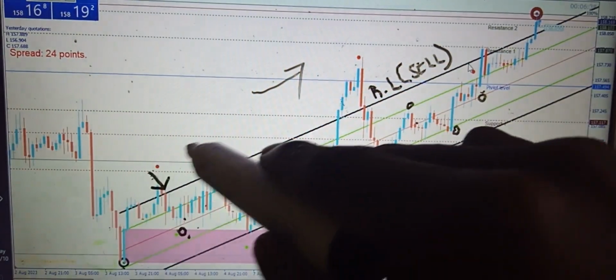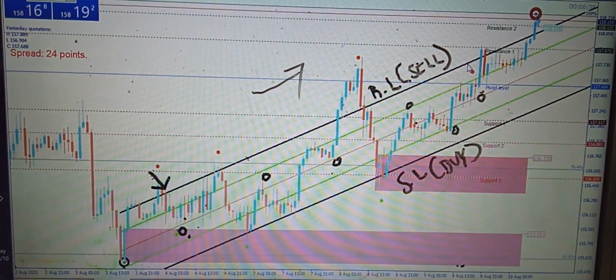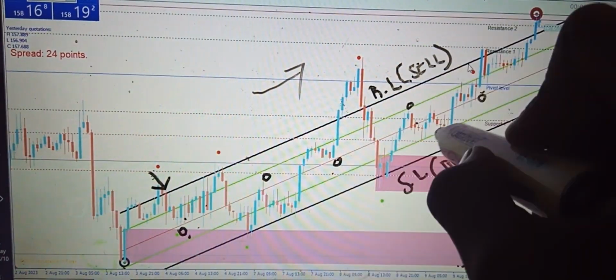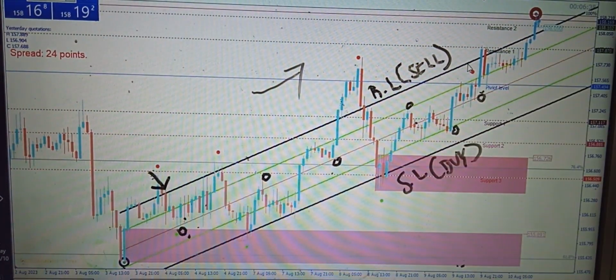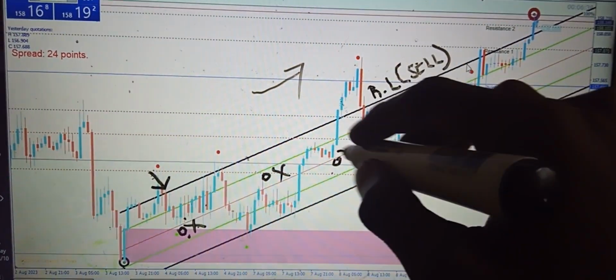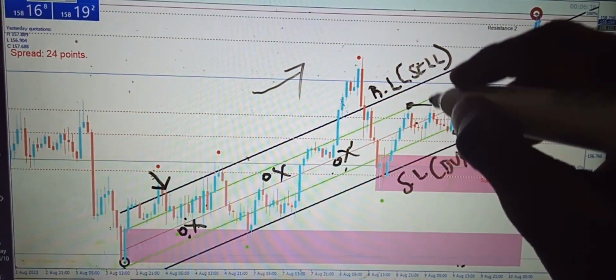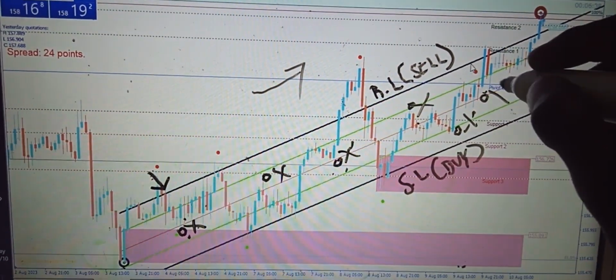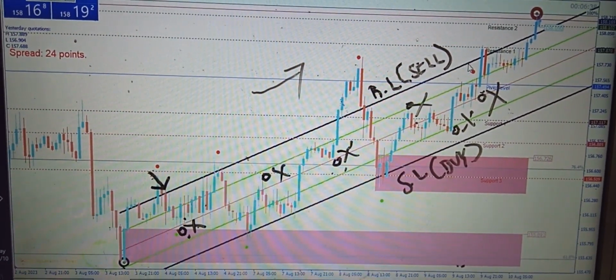So the signals that are outside, we trade them for a long period. Those signals that are inside are just short-term retracements or pullbacks. So if you have signals inside the channel like this, those who are using this price action software must not take the signals.